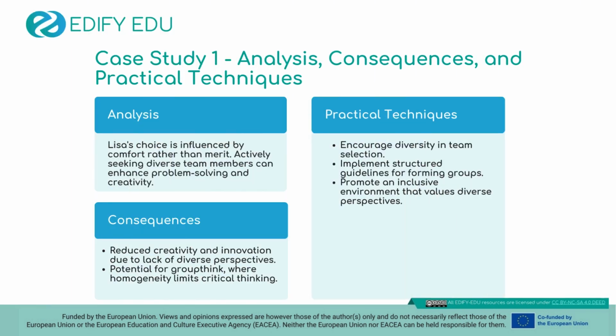Now, let's analyze this case and examine the consequences of Lisa's unconscious bias, as well as practical techniques she can apply next time to mitigate her bias. Lisa's choice is influenced by comfort rather than merit. Actively seeking diverse team members can enhance problem-solving and creativity. The consequences include reduced creativity and innovation due to a lack of diverse perspectives and the potential for groupthink.